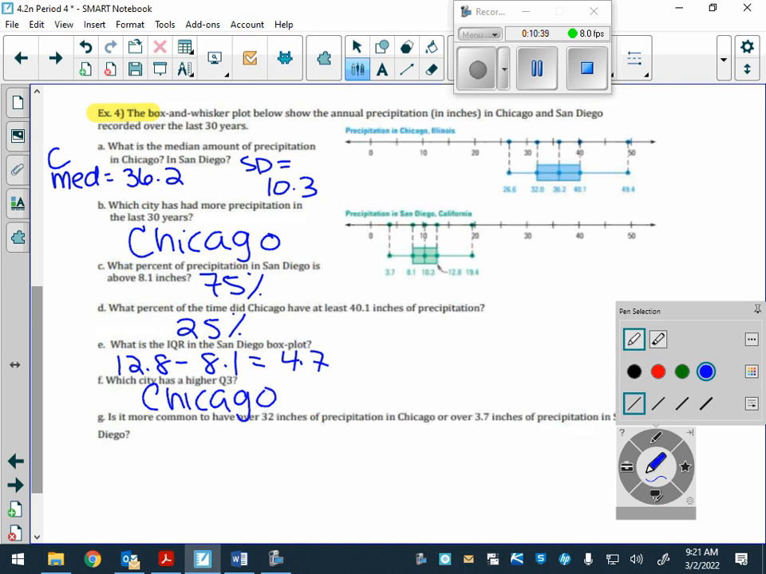Okay. Is it more common to have over 32 inches in Chicago or over 3.7 inches in San Diego? Pearson. Why? Okay, good. As opposed to 32, there's how much? 75 from 3.7. What would it be? 100%. Good. And the key word here is over. Over. So it would be San Diego. Excellent. All right, and the last ones.